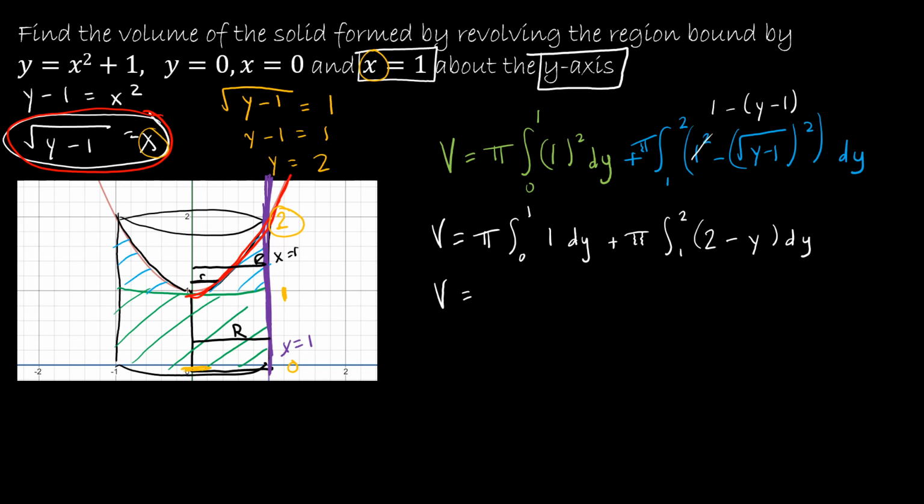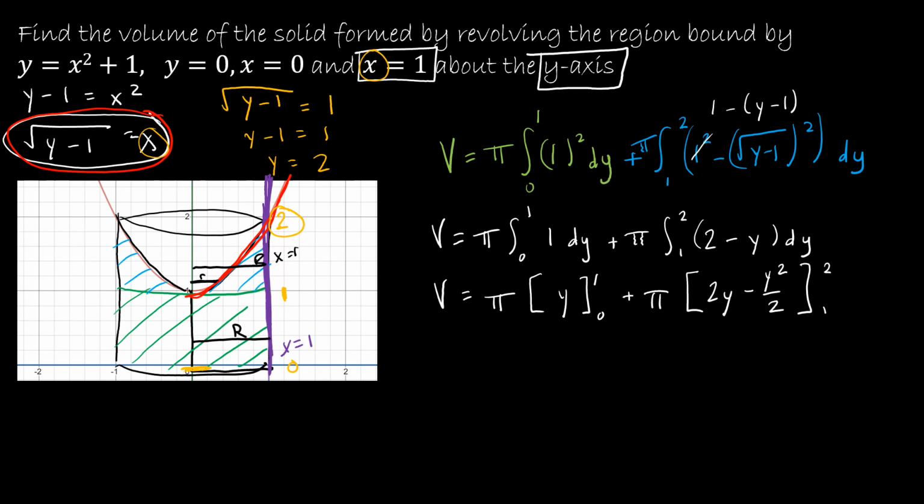Continuing, I will now integrate. I have pi, and then 1 integrated is just y, and that's again from 0 to 1. And then I have pi, and again, I could have taken the pi out of both as I did in my last example like this. It really doesn't matter. 2, if I integrate that, I get 2y. If I integrate y, I get y squared over 2, again from 1 to 2.